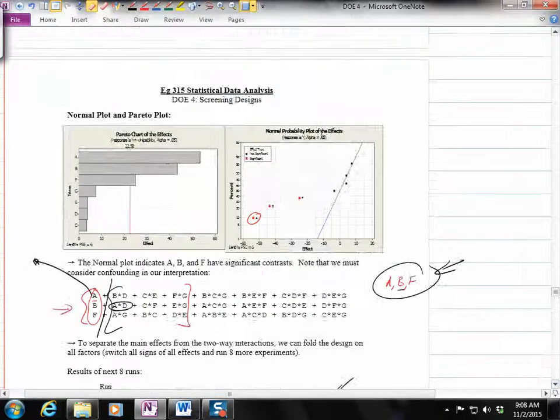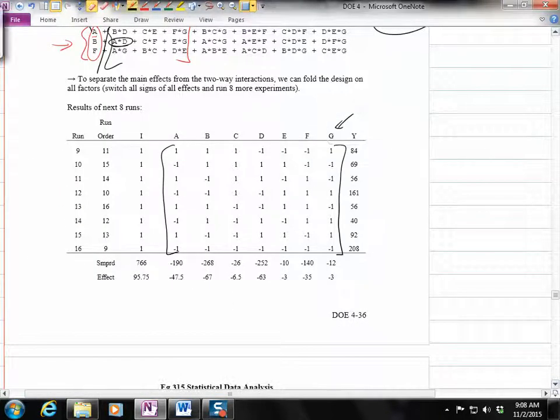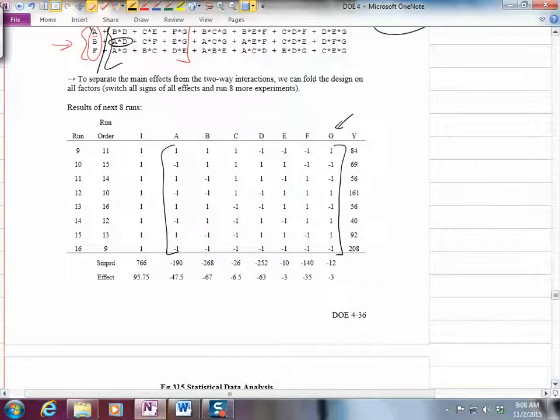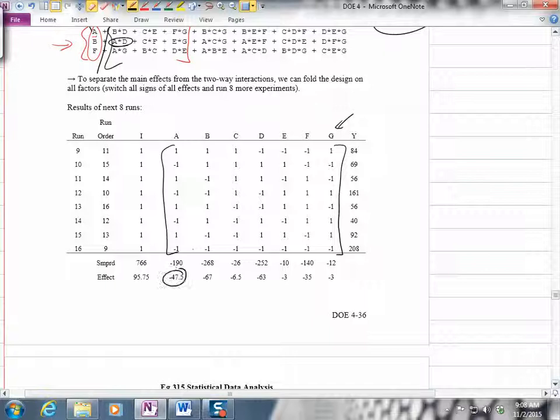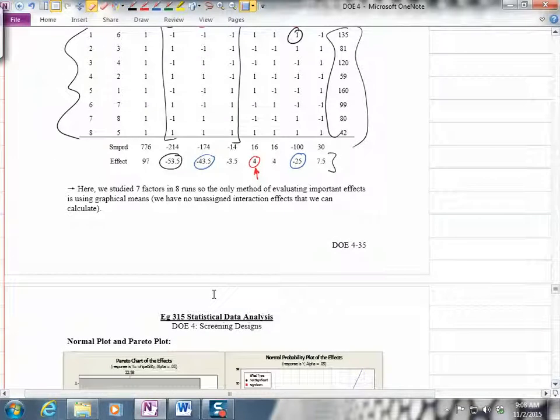Does everyone see that? These all have the signs flipped from before. That is called folding on all factors, and that breaks the main effects from the two-way interactions. So when we look at this, we see factor A gives minus 47.5, which is pretty good agreement with what was happening in the first 8 runs, right?